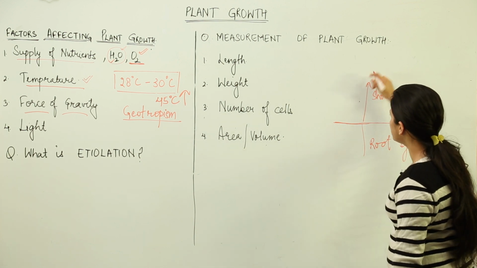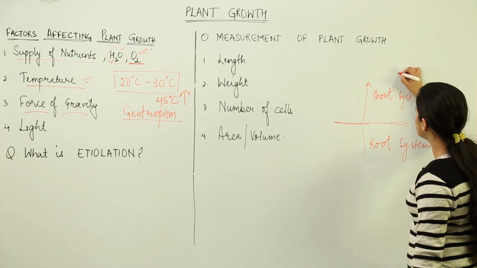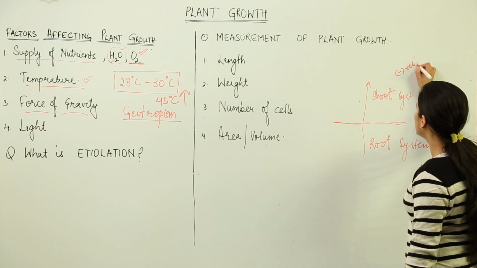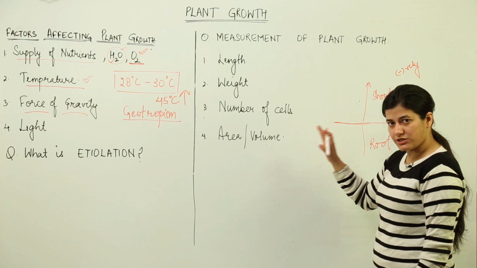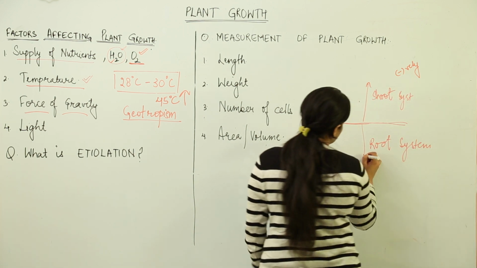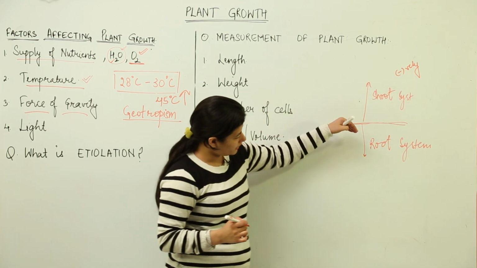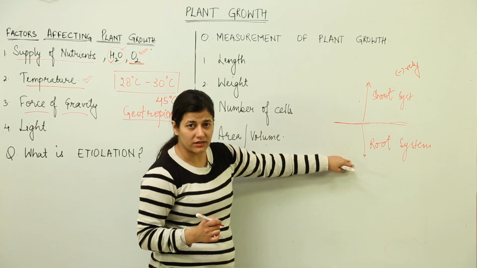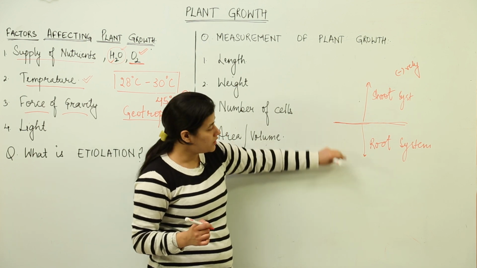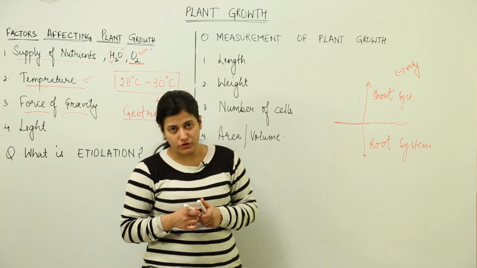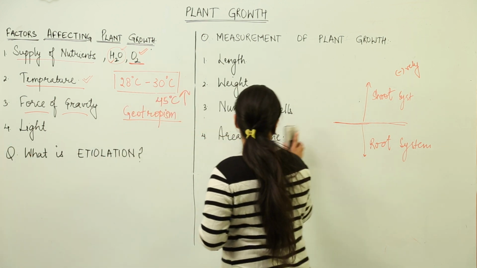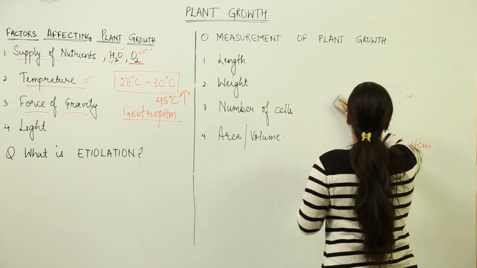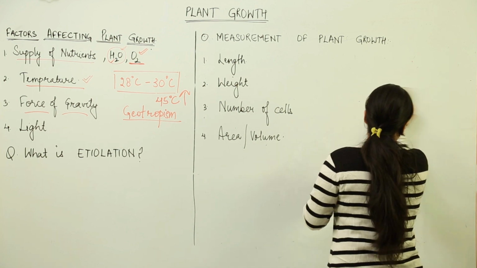Now the shoot system is going against the gravity, so it is negatively geotropic, and you always see the shoot grows opposite to the gravitational force, and in the case of the root system, the gravitational force would be in the same direction as the root grows. So we get to see force of gravity acting on the growth of the plant, and it is a very relevant factor for the growth to be observed.